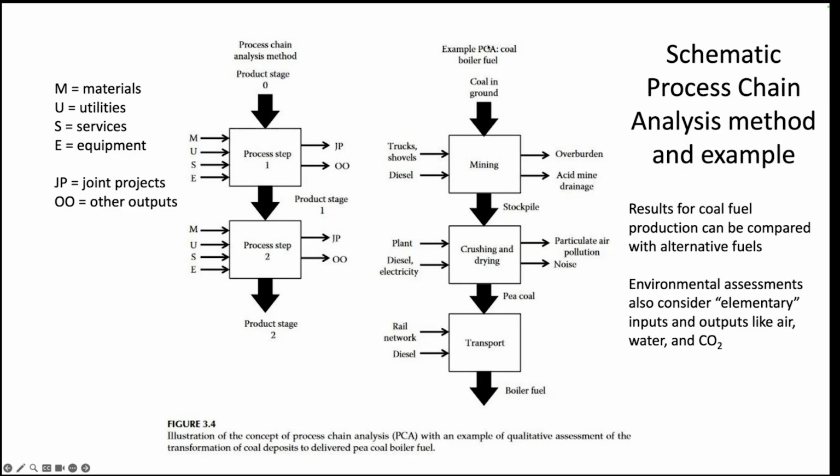So here's an example that the book gives of coal boiler fuel. So the coal in the ground to boiler fuel, you have to use trucks, diesel to get it out. You've got to remove the overburden. You've got to have acid mine drainage you have to deal with. And you put it in a stockpile, and you have to crush it and dry it in the plant. And you have to transport it, right? And you generate P coal, which is the size that's suitable for burning in a coal generating power plant. You have to transport it. So that's the PCA for taking coal out of the ground and making it into boiler fuel.